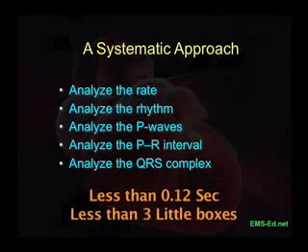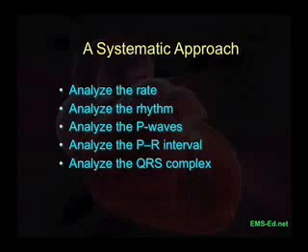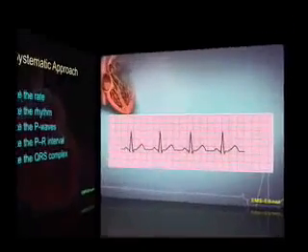Analyze the QRS complex. Is it wide or is it narrow? Does it contain a physiological or pathological Q wave? Does it contain a delta wave? Again, sometimes things that are more germane in the setting of a 12-lead acquisition than in a 3-lead. So now let's jump in.